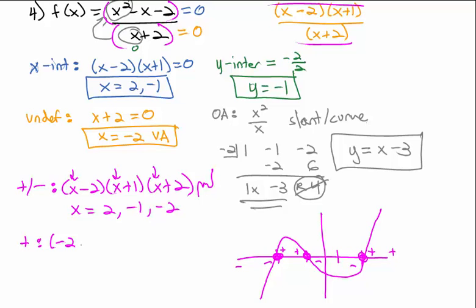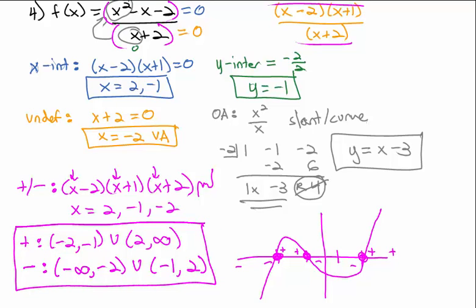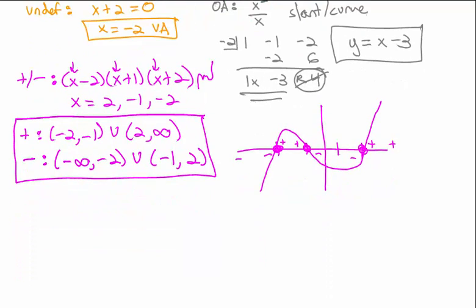From negative 2 to negative 1, it's positive, and then union, it goes positive again from 2 to infinity. Negative is everywhere else, from negative infinity to negative 2. Union, it's negative again from negative 1 to 2. Now we're ready to graph our function.